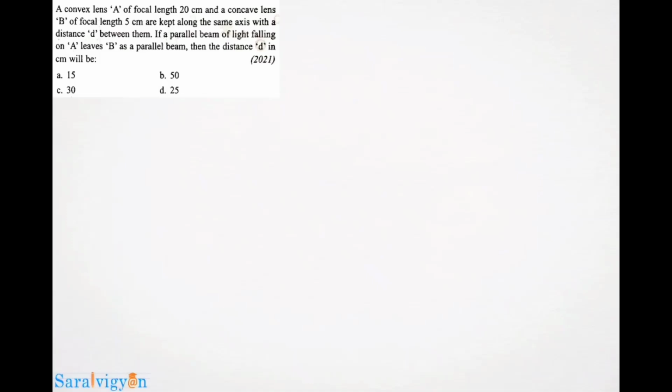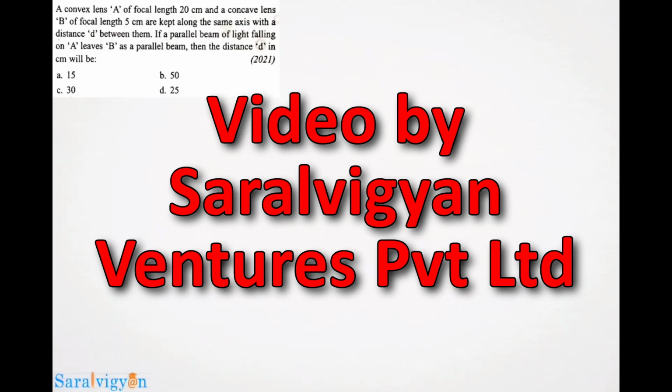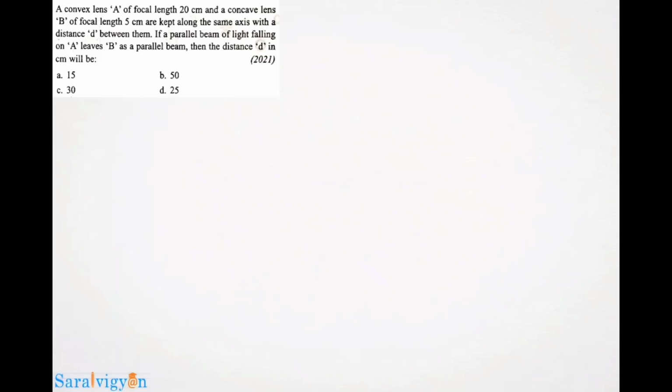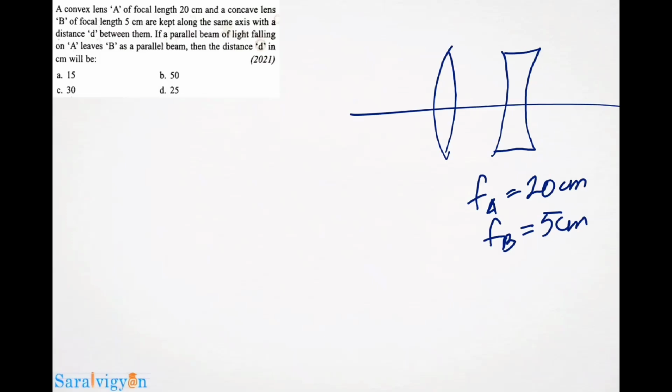We are given a convex lens and a concave lens. One is of focal length 20 cm and the concave lens is of focal length 5 cm. While tracing the beam, we have a parallel beam falling on A and a parallel beam leaving B. We are also given there is distance d between them, which is what we have to find.